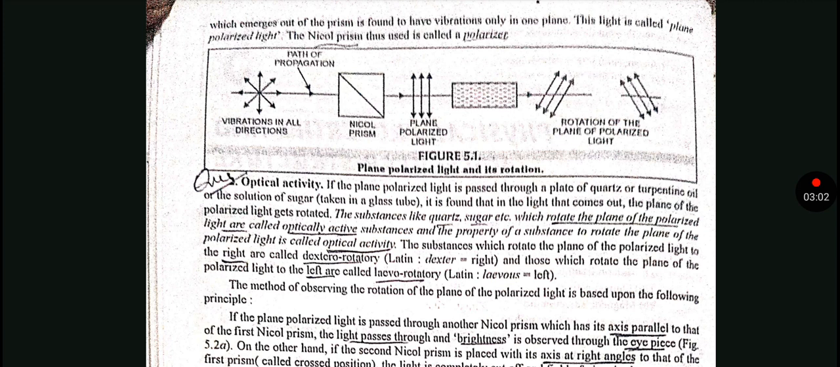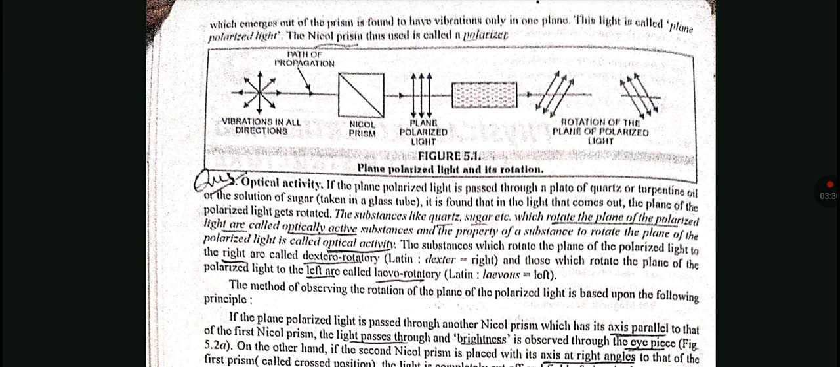Optical activity. If the plane polarized light is passed through a plate of quartz or turpentine oil or a solution of sugar taken in a glass tube, it is found that the plane of the polarized light coming out gets rotated. The substances like quartz, sugar, etc., which rotate the plane of polarized light are called optically active substances, and the property of a substance to rotate the plane of polarized light is called optical activity.